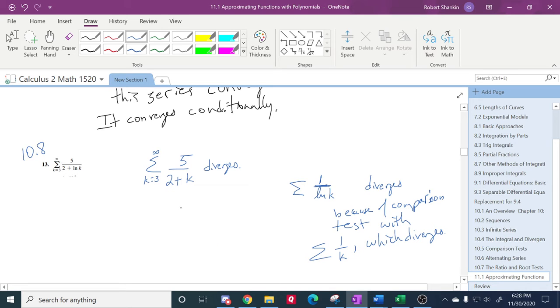I do the same thing. It's 1 over lnk, but instead of 1, I was using the 5. 5 divided by lnk. That's fine. You can use 1 or 5 because when you do those limit comparison tests, you just have to get it not to be 0 or not to be infinity. So it doesn't matter whether it's 1 or 5, whatever that limit L turns out to be.